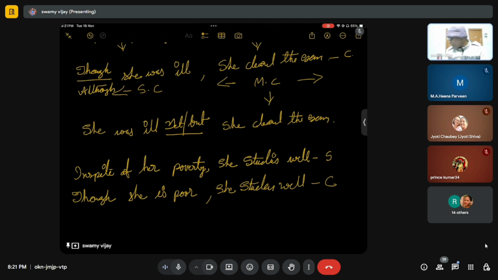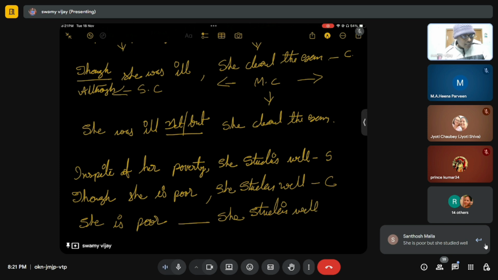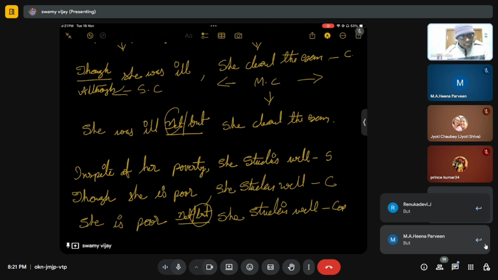Okay, fine. What is the compound sentence? She is poor, she studies well. It's a compound sentence. Now tell me whether it is "yet" or "but". She is poor but she studies well. Okay, so here in this model "but" is correct. In this model "yet" is correct.